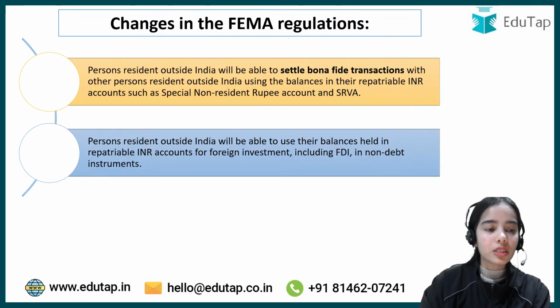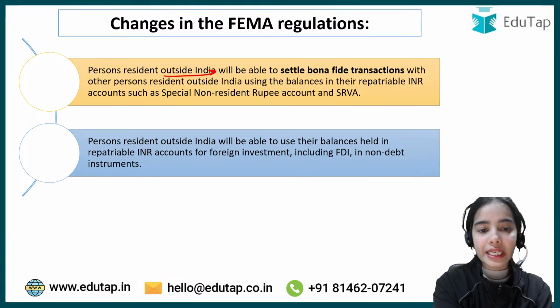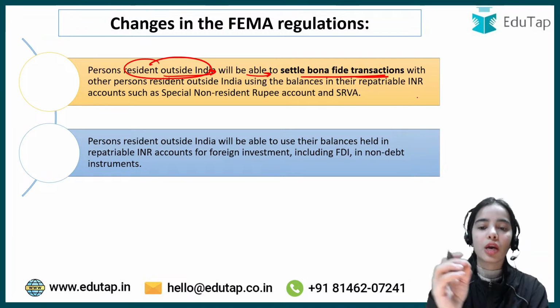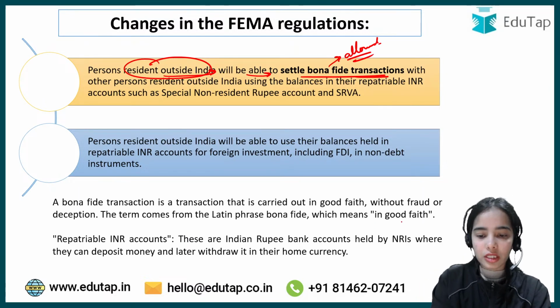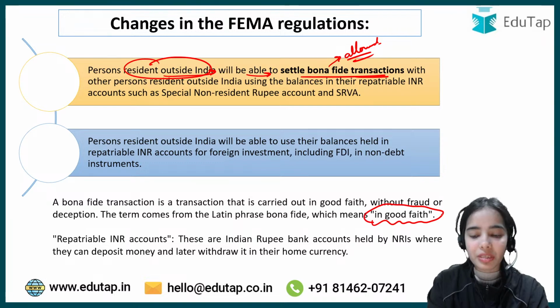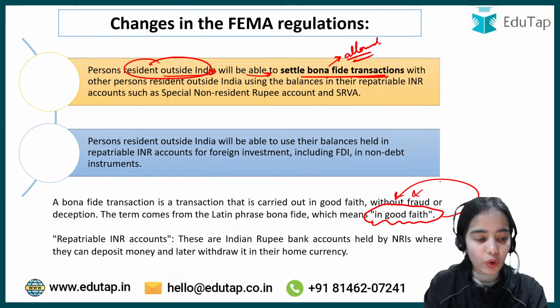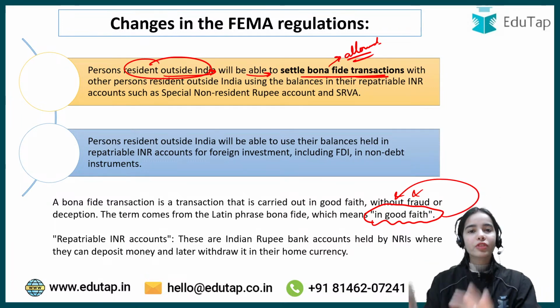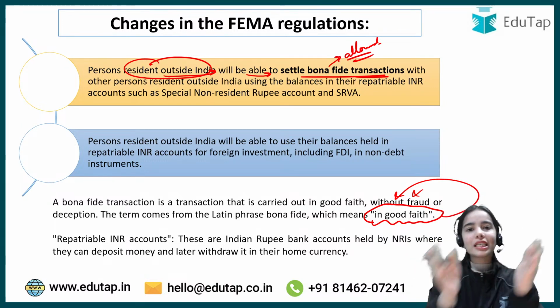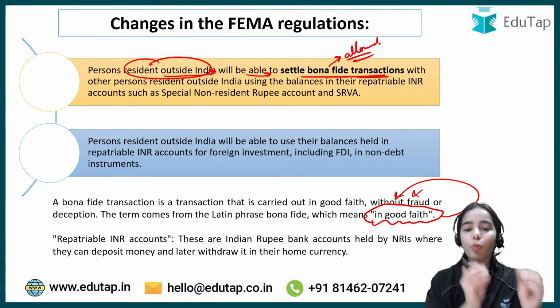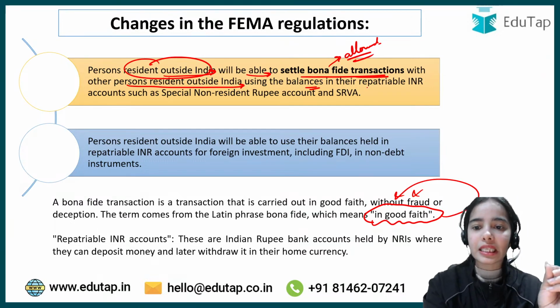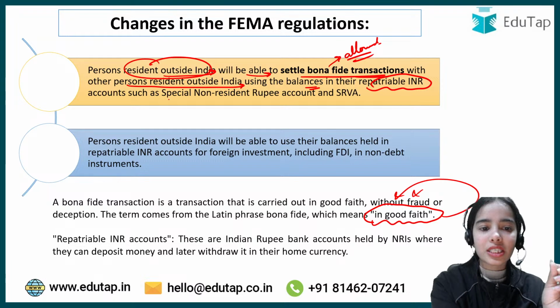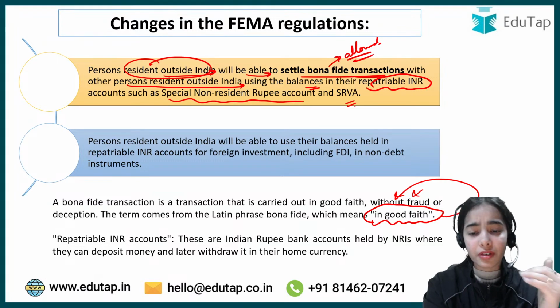Now coming to the next points. A person resident outside India will be able to settle bona fide transactions. Bona fide transactions are the allowed transactions. They are the transactions that are happening in good faith, that means they are not related to fraud or deception. So if a person resident outside India wants to settle trades, or settle bona fide transactions, with another person resident outside India using the balances in their repatriable INR accounts, such as the special non-resident rupee account and SRVA, they can do so.